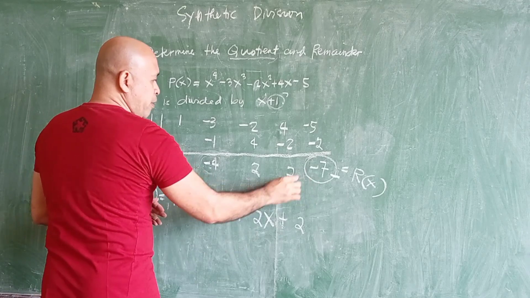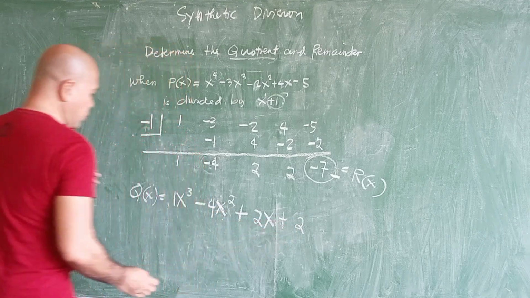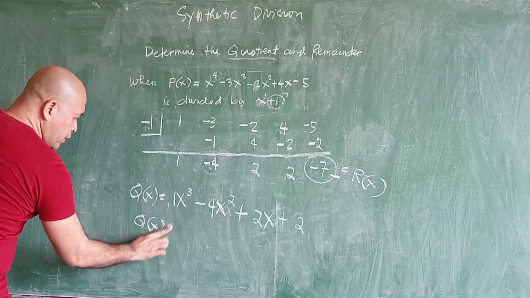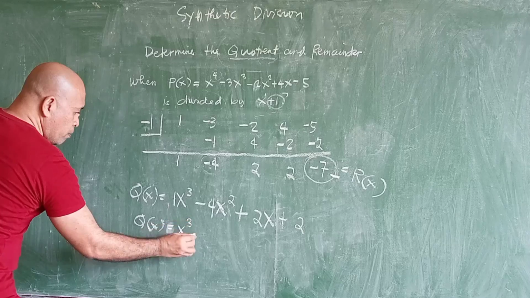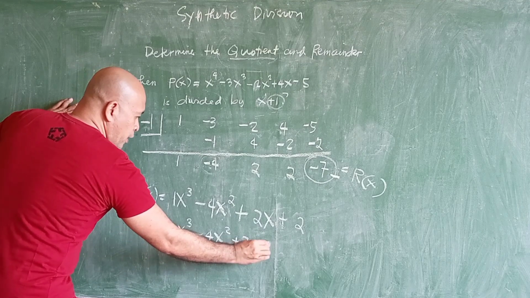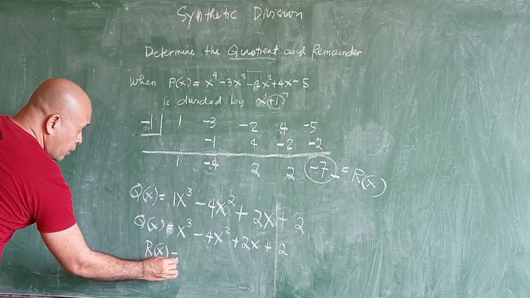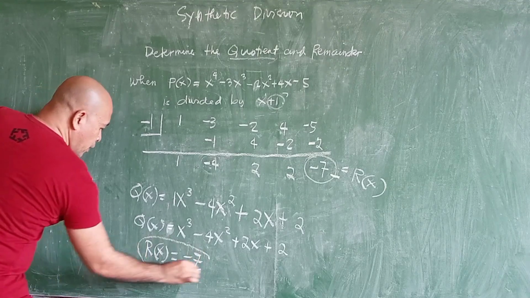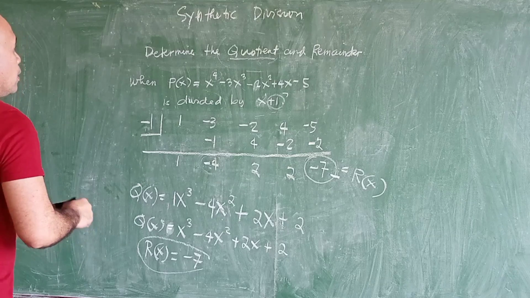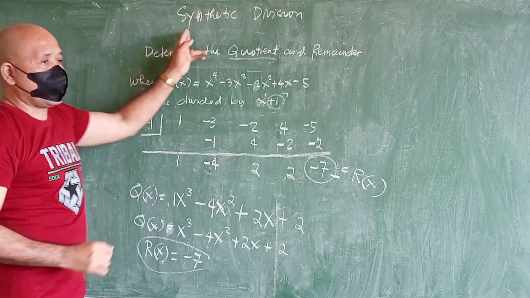So that means after the remainder, the number here is considered the constant term of the quotient. So you have now the quotient as the final, your q of x is equal to, just remove 1, that becomes x cubed minus 4x squared plus 2x plus 2, and your remainder, which is the r of x, is equal to -7. Okay, so that's how the process is done with the use of synthetic division.